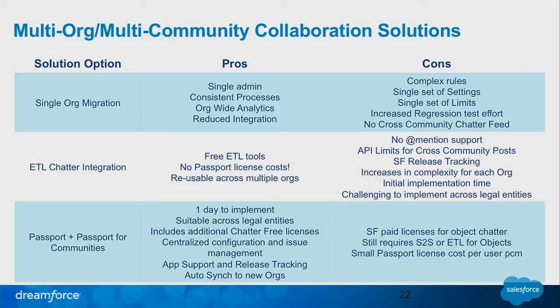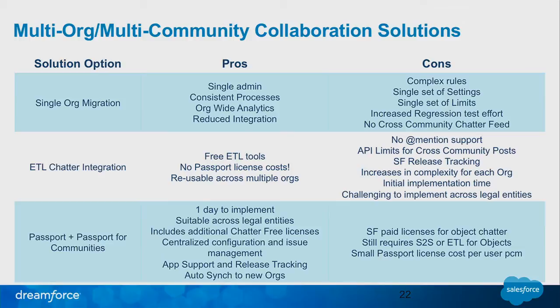With the ETL integration, so there are free ETL tools out there. That's good news. So you can do it yourself without much cost. You don't have to pay for Passport. That's probably attractive to you guys. And you can reuse it across multiple orgs. However, there's certain things you can't do, and we investigated this originally as one of our options. You can't do things like the app mention support. So if someone posts an app mention chatter message, you can post it as a text message in another org, but they won't be notified, they won't be alerted, they won't be following that.